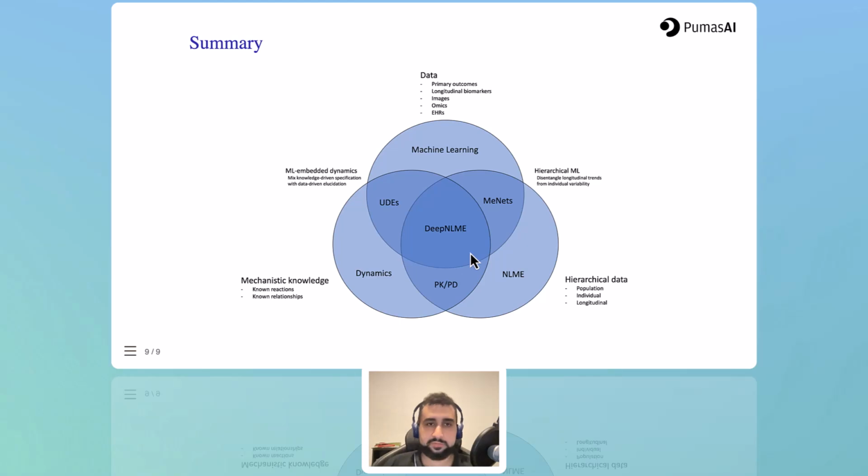So we have the nonlinear mixed effects modeling part, and then we have the machine learning part, and then we also allow dynamics to be combined with all that. And so DeepPumas really is at the center of all these three, and you can do just one of them. If you want to just do machine learning, you can. If you want to do an intersection of just two of these, you can. But if you want to do all three at the same time, there are not that many tools out there, or almost any tool out there, that can enable you to do that with that much ease and user friendliness. And so DeepPumas is really a one of a kind tool.